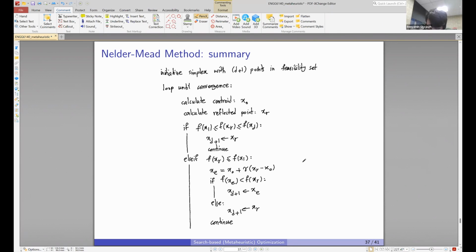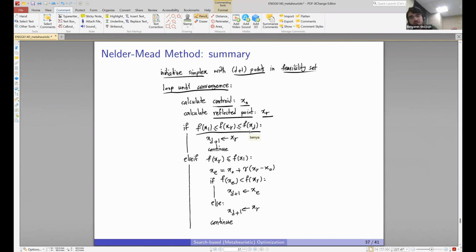So summarizing what we had. Initialize the simplex with d plus 1 points in the feasibility set. We have a loop until convergence. We have a loop because it's iterative. Calculate the centroid, xo. Calculate the reflected point xr that we talked about, the other side of the simplex with respect to the worst point. And then we have three cases.